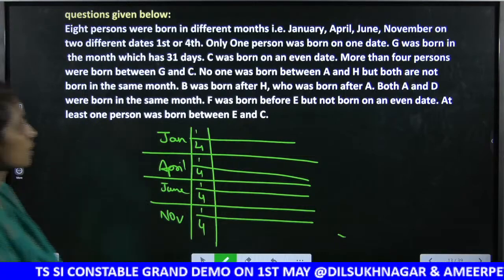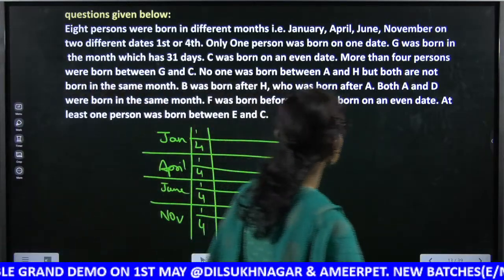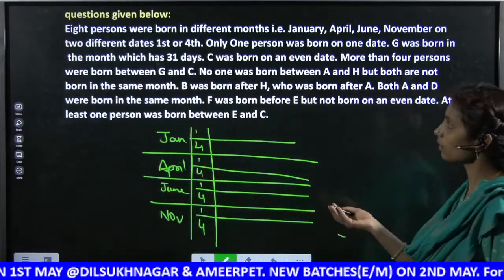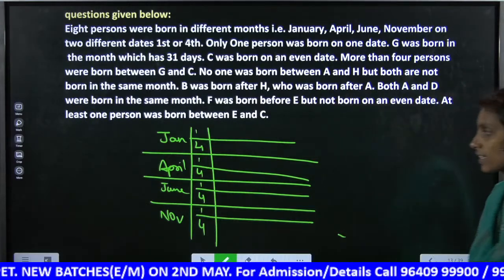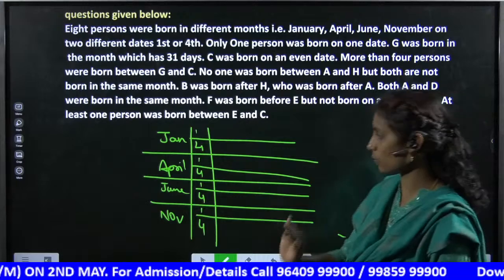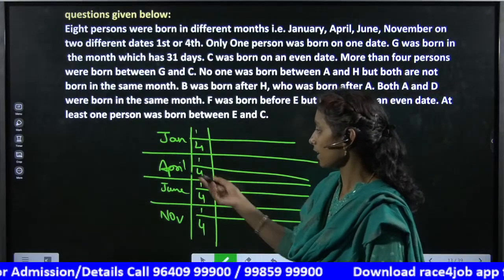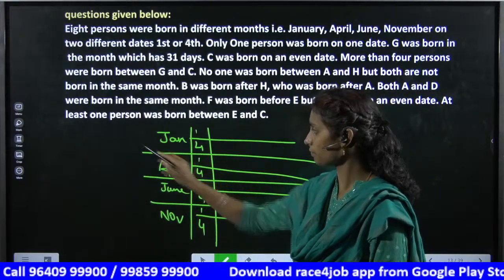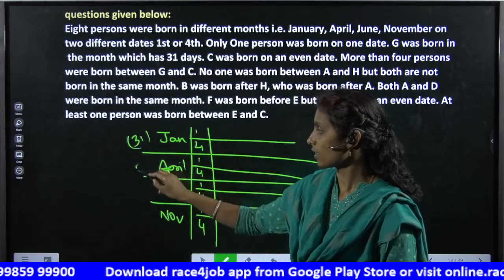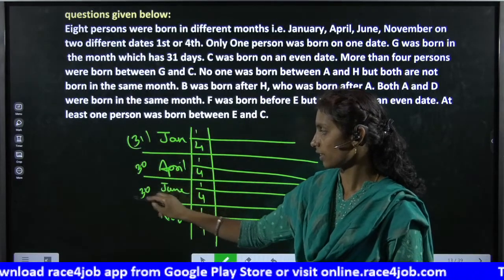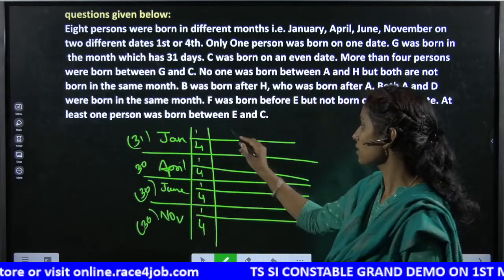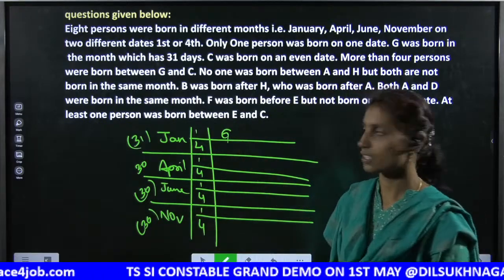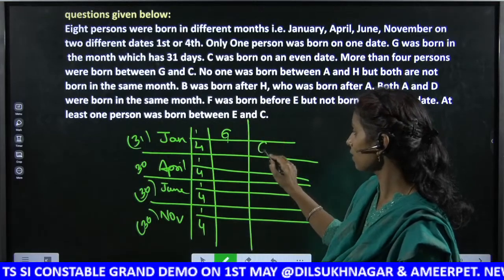Okay. C was born on an even date. G was born in one of the months which has 31 days. G should be born in a month with 31 days. April 30, 31, 30, 31 days, 30 days, 30 days. November is also 30 days. We have only January. G either you can consider in the first or you can consider in the fourth.